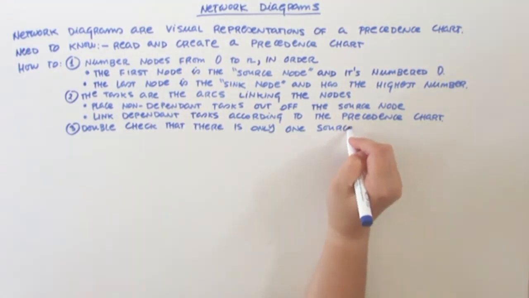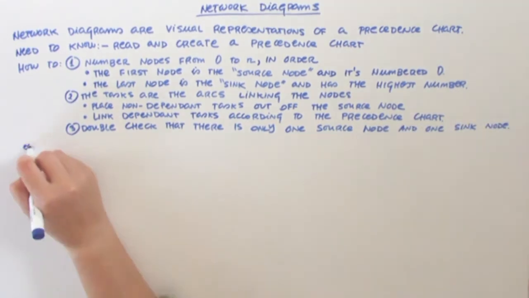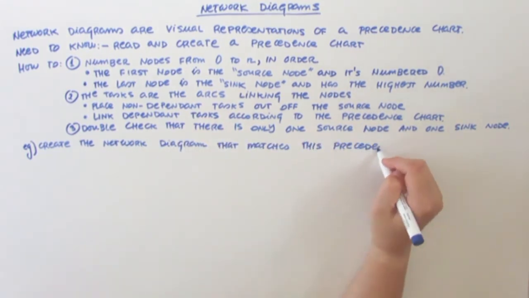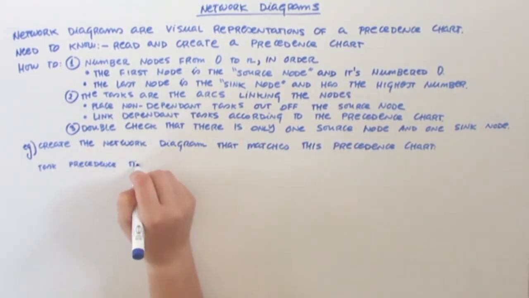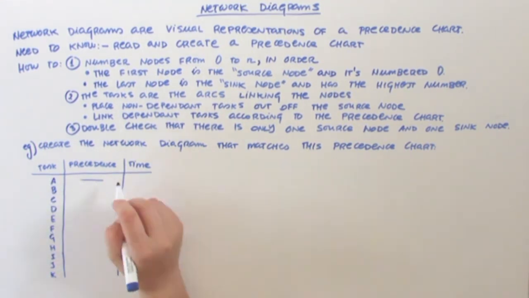Now let's see that in an example. They asked me to create a network diagram matching this precedence chart. And I've got the tasks only coded with letters. We don't know what this specific project is.